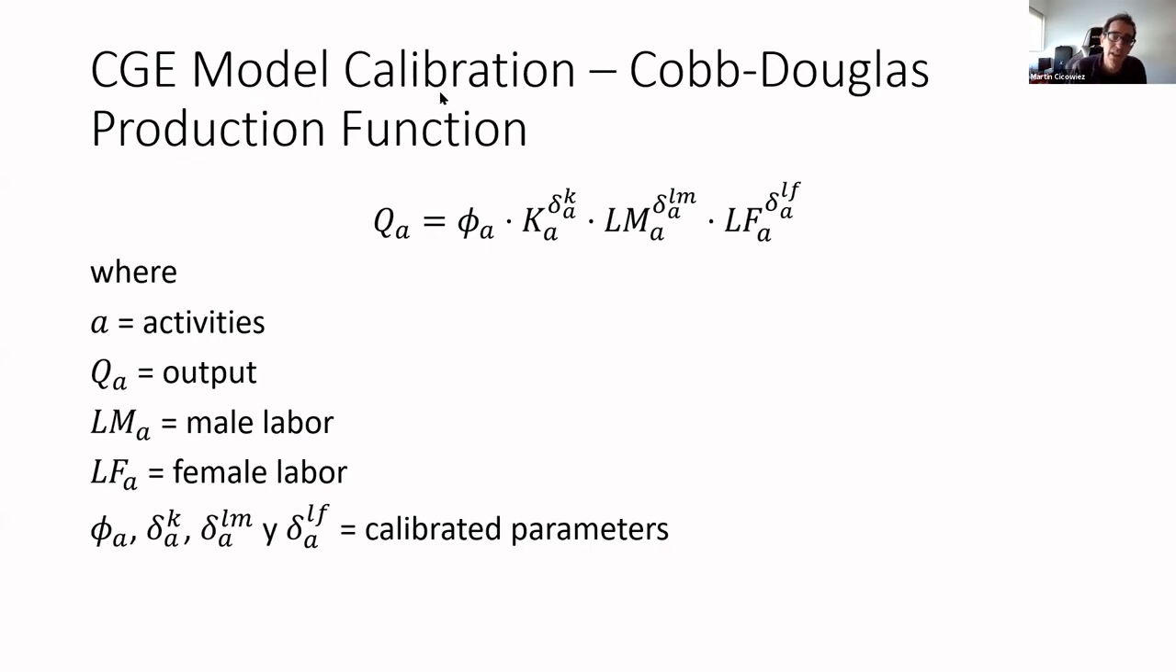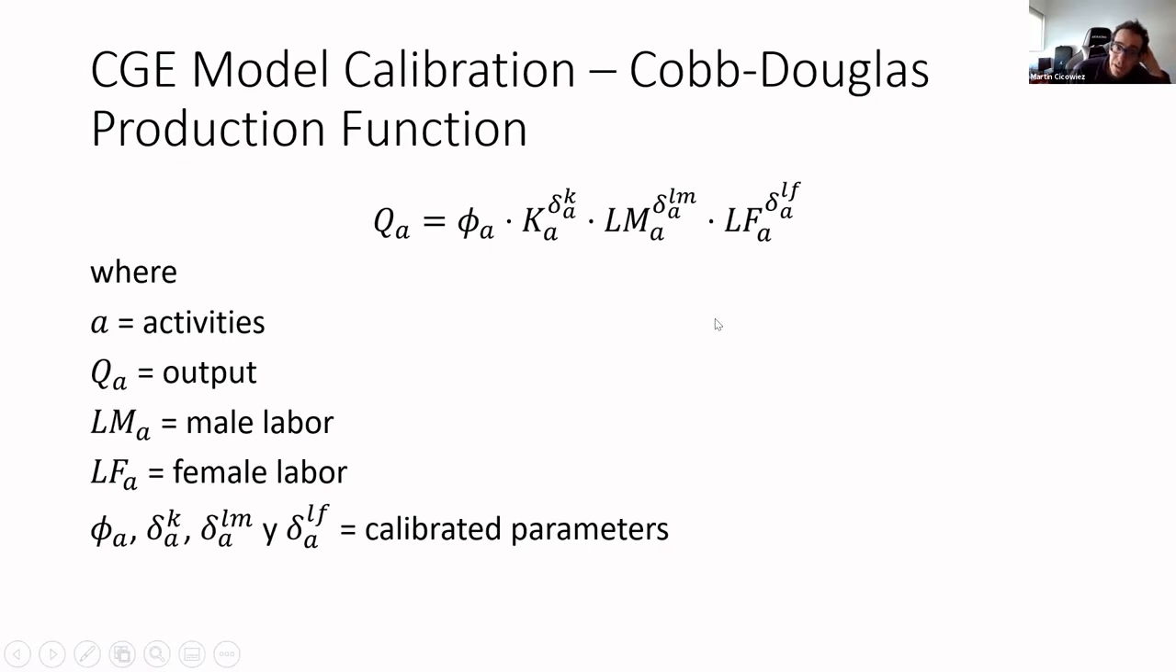Okay, so let's assume that we have a production function like this one. This is a Cobb-Douglas production function. We have the output here for activity A, and we have more than one activity. K is the quantity of capital services that are being used by these activities. Then we have male labor and female labor. Okay, and we have the different parameters. This is a scale parameter, and these are the share parameters of the Cobb-Douglas production function: the capital share, and the labor share for males and females.